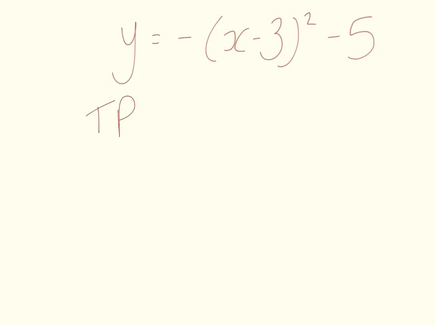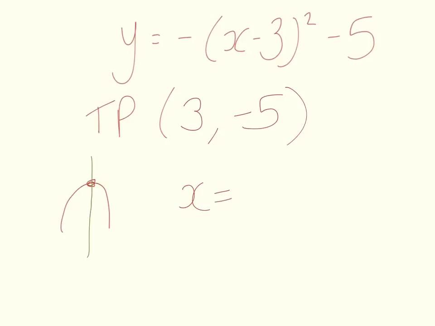So it's going to be a maximum turning point because it's sad. There's going to be a maximum point on this parabola. The turning point is the negative of this value here, and then the value at the end. The axis of symmetry occurs along the x coordinate of the turning point, so the axis of symmetry is at x equals 3.